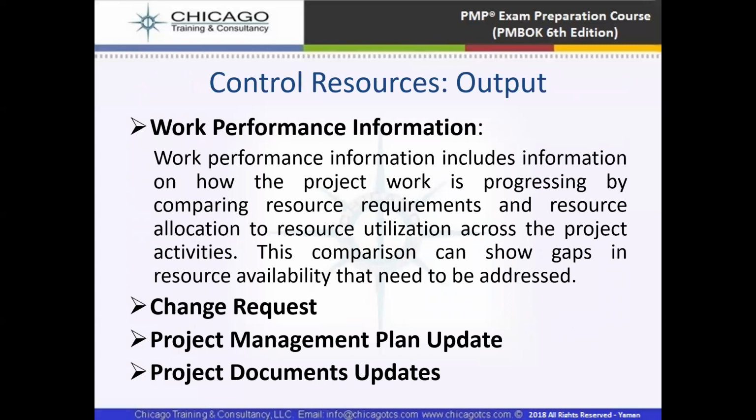And the output is work performance information, which includes the information on how the project work has progressed by comparing the resource requirement and resource allocation to resource utilization across the project activities. This comparison shows gaps in resource availability that need to be addressed. And there are change requests also, the project management plan updates here, and the project documents updates here.